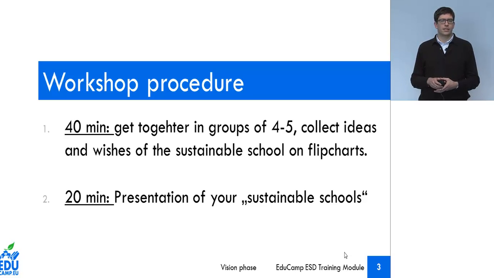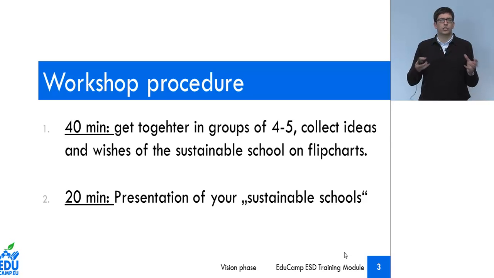How does this methodology look exactly? We think about a workshop procedure which takes about 60 minutes overall. The first 40 minutes are about getting together in groups of 4 to 5 people. If you are 40 people in your overall group, you might build about 10 groups. Within those groups, you collect ideas and wishes for the sustainable school on flip charts. You have flip charts in front of you, maybe also different colors, and you might write and also draw paintings about how this sustainable school looks like for you.